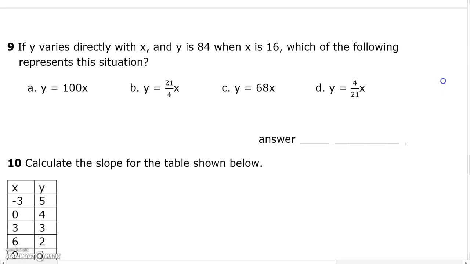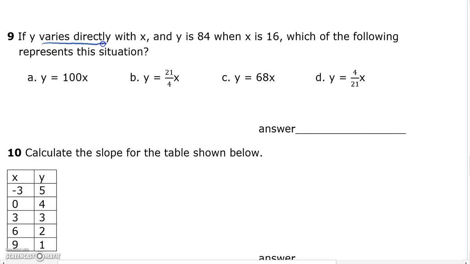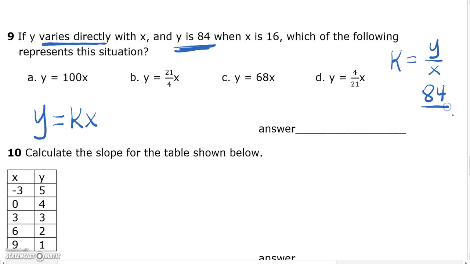Next, if y varies directly with x, these are your keywords right here. That means direct variation. So you know that's the equation y equals kx. It says y is 84 when x is 16. Which of the following represents the situation? So you should know that to find k, you divide y by x. So our y value is 84 divided by x, which is 16, and then reduce.